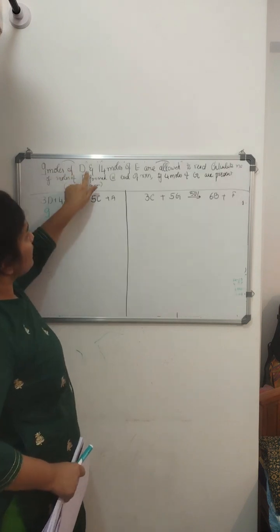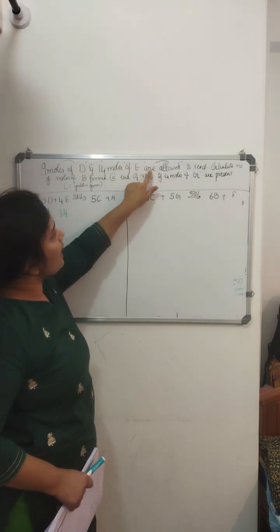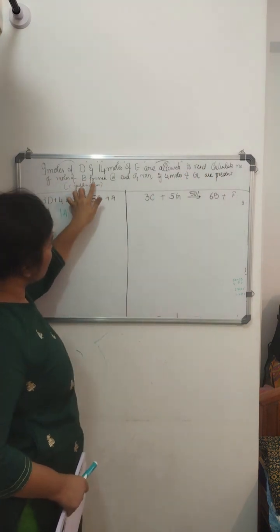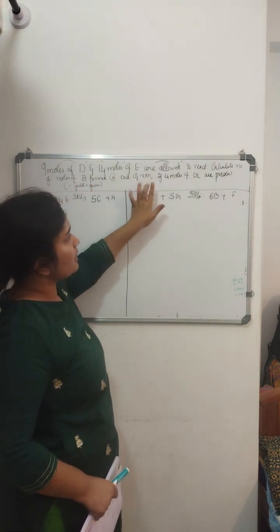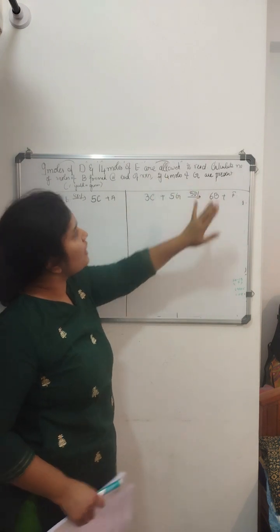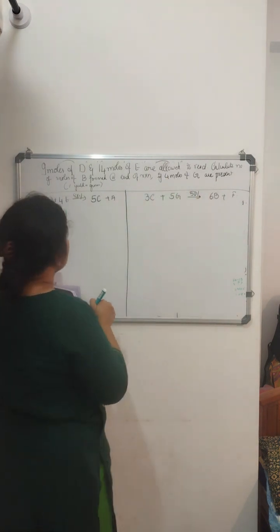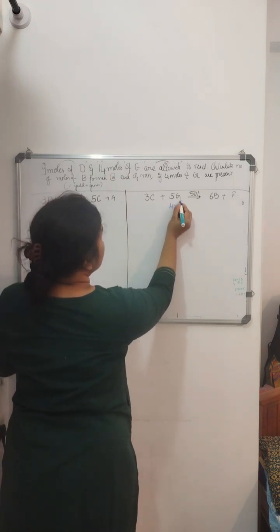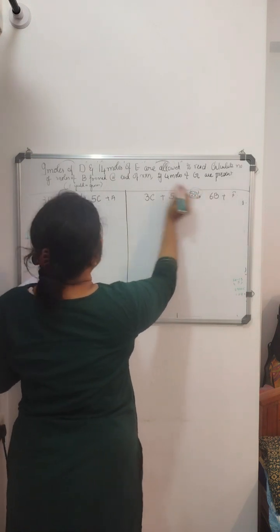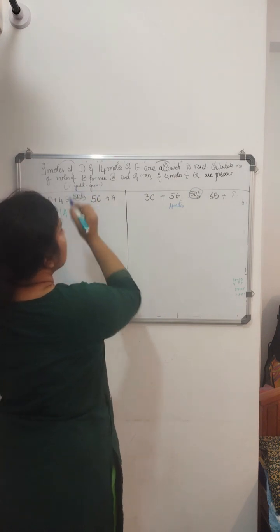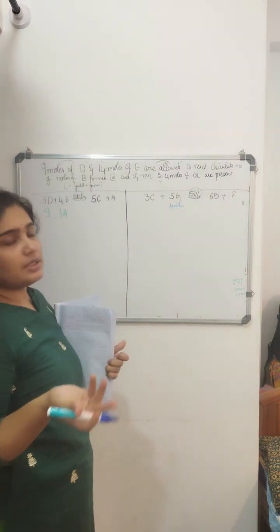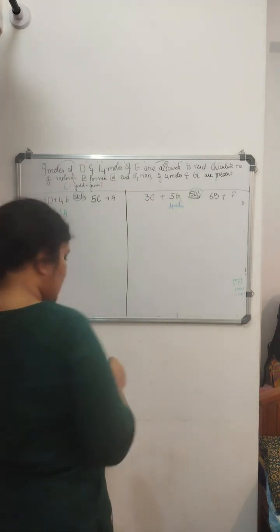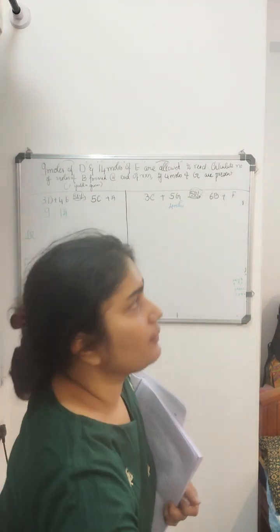9 moles of D and 14 moles of E are allowed to react. Calculate the number of moles of B at the end of the reaction if 4 moles of G are present in the reaction mixture. So 4 moles. Now, percentage yield is also told here: how much percent yield is obtained. Now let us start this particular question.